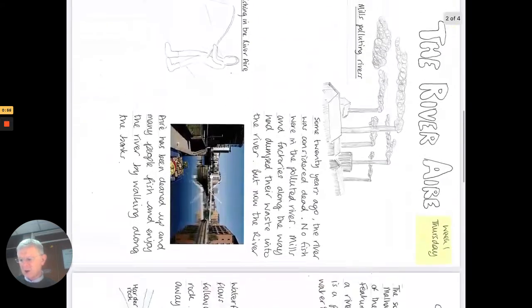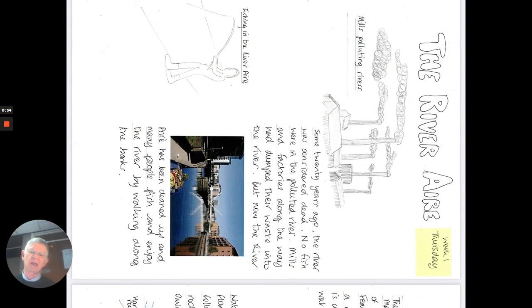On day 2, so perhaps for Tuesday, there is a section of the information that you've got that talks about it being up to 20 years ago. It was a dirty river. Fish couldn't live in the river, but it's been cleaned up, and now people are able to fish in it. So I've drawn a diagram of someone fishing, I've got the mills polluting the river, and I've picked out that information regarding when the river was polluted.